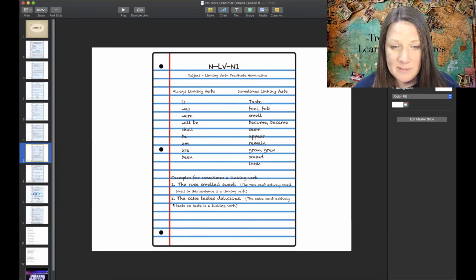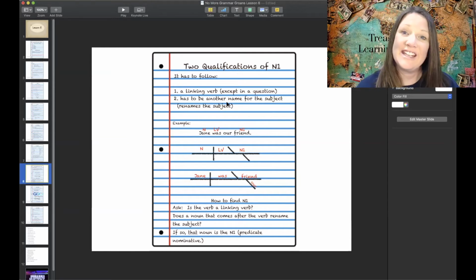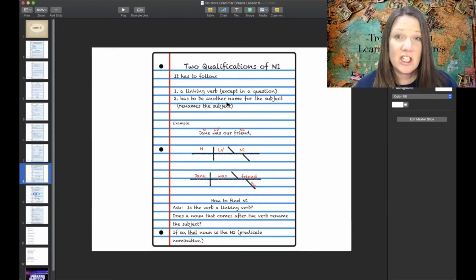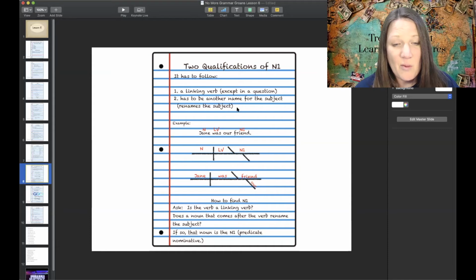These two sentence patterns, 1 and 2, are not noun linking verb noun 1. They're actually going to be the predicate adjective, noun linking verb adjective. Two qualifications of noun 1. Do not forget, if it's a noun 1, it must follow a linking verb, except in a question. When you see that and it's a noun, you know it's predicate nominative. It's very simple. You have no action. You have a verb with a noun following it that renames the subject, which number 2 has to be another name for the subject. You've got a noun 1, predicate nominative.